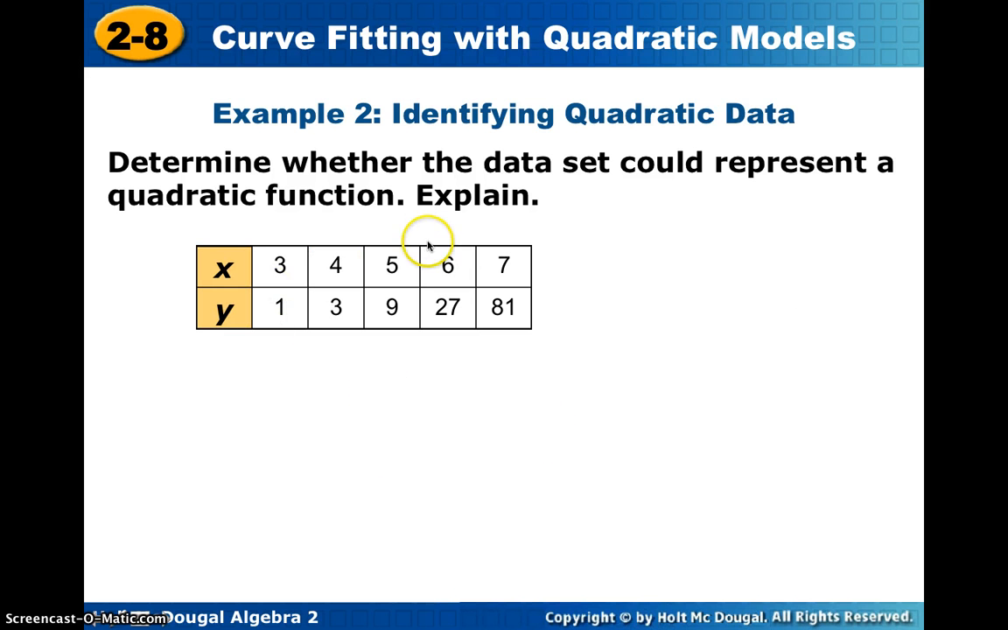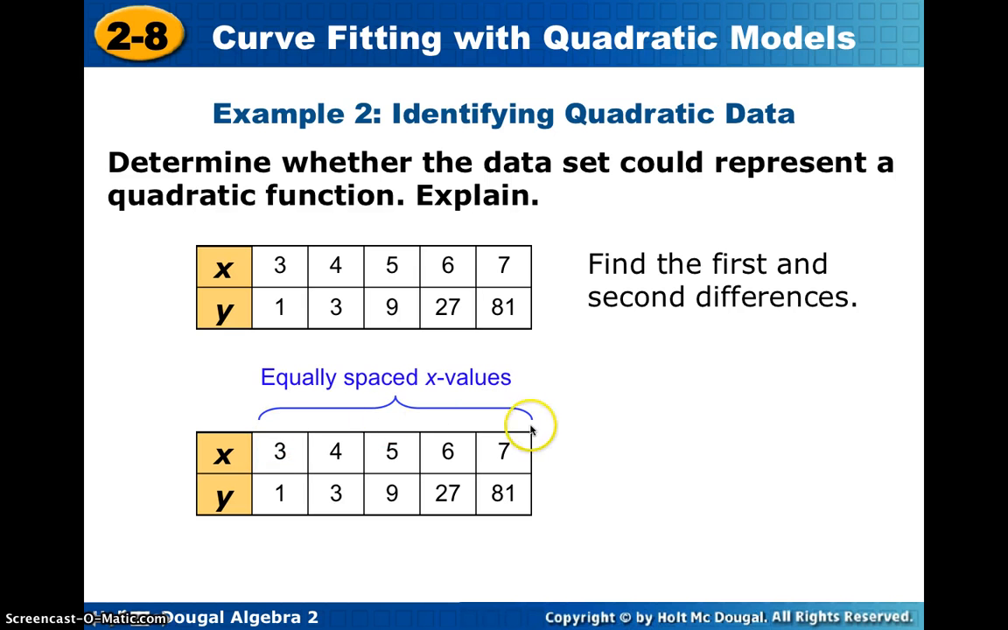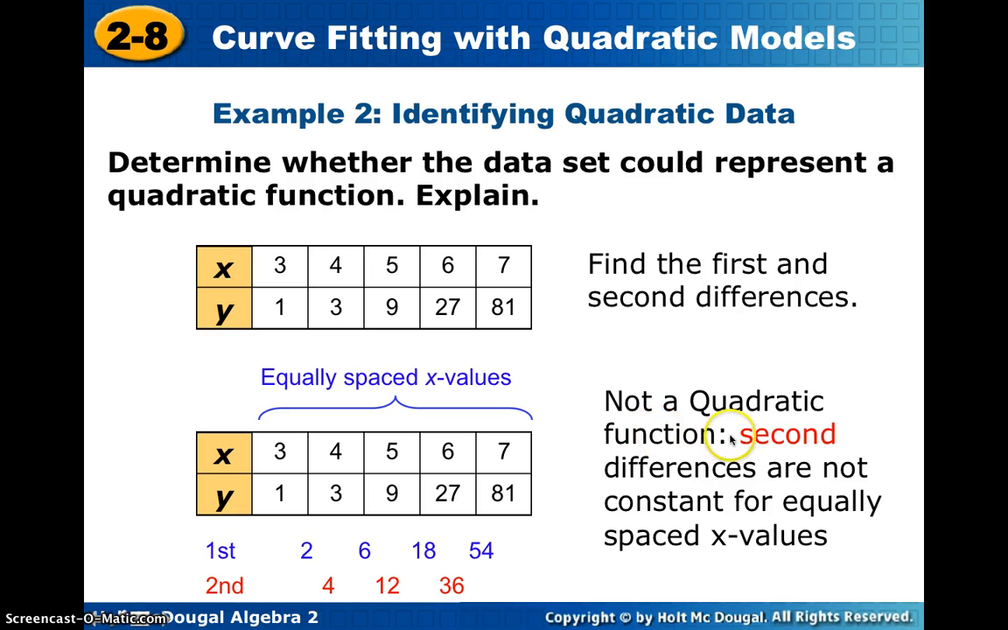Okay, how about this one? We need to find the first and second differences in order to determine if it's a quadratic function. First of all, the x values are in fact equally spaced. They're going up by 1 on the top line. And on the bottom line, when we subtract them, 81 minus 27 is 54, 18, 6, 2. These are the values we get for our first differences. However, when we subtract them again, the second differences are not the same. So since the second differences are not constant for equally spaced x values, this is not a quadratic function.